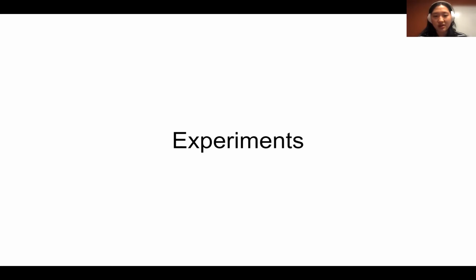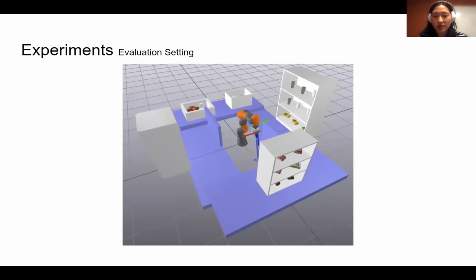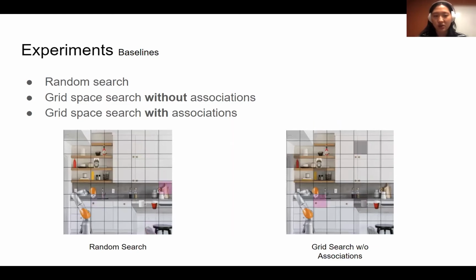Our experiments are as follows. We run our search in a complex environment with many bins and shelves where certain items can be located randomly with higher or lower probability. Additionally, there are some walls that obstruct some views. We compare our approach with random search as well as grid-based search without associations, which also collects information about the scene but cannot leverage associations to guide a search.